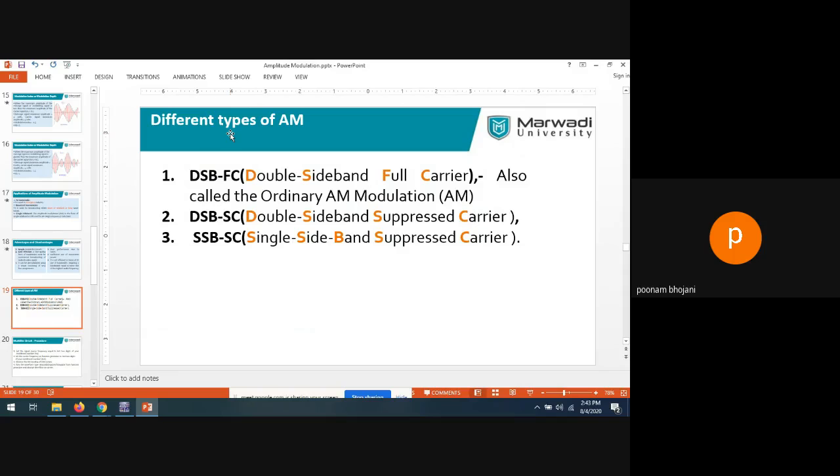One more technique is there, that is vestigial sideband. It is not mentioned here because it is the combination of these two. Some portion of the SSB, one sideband and one whole sideband, is covered in that. So it is the combination of these two, so it is not covered here. But yes, that is the fourth type.